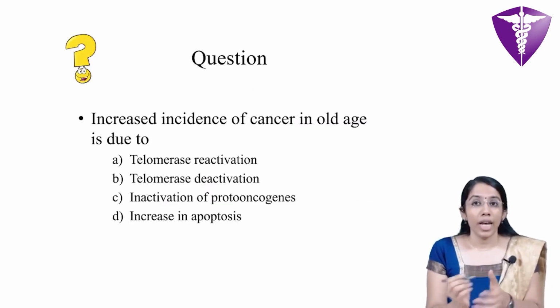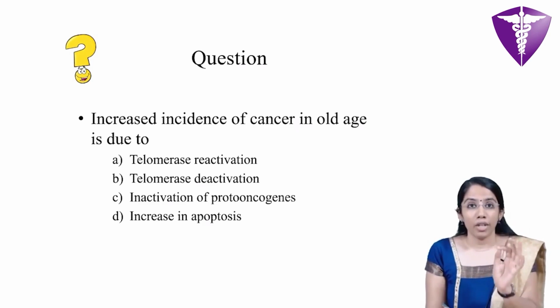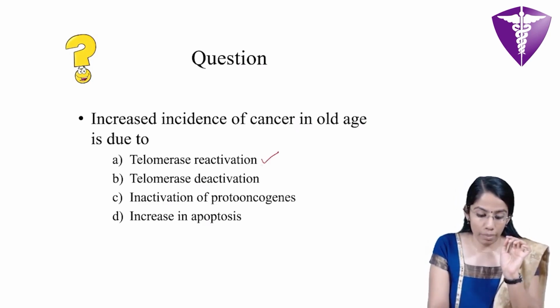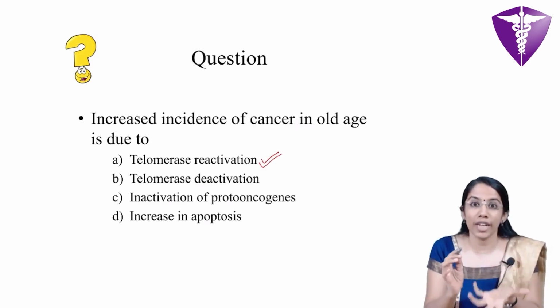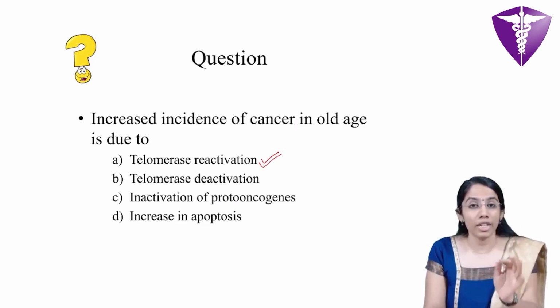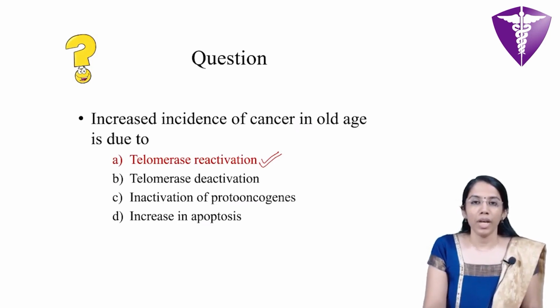One question: increased incidence of cancer in old age is due to what? We already saw that in cancer cells, unfortunately, there occurs reactivation of telomerase enzyme, due to which there occurs unrestricted, uncontrolled division of the cell.